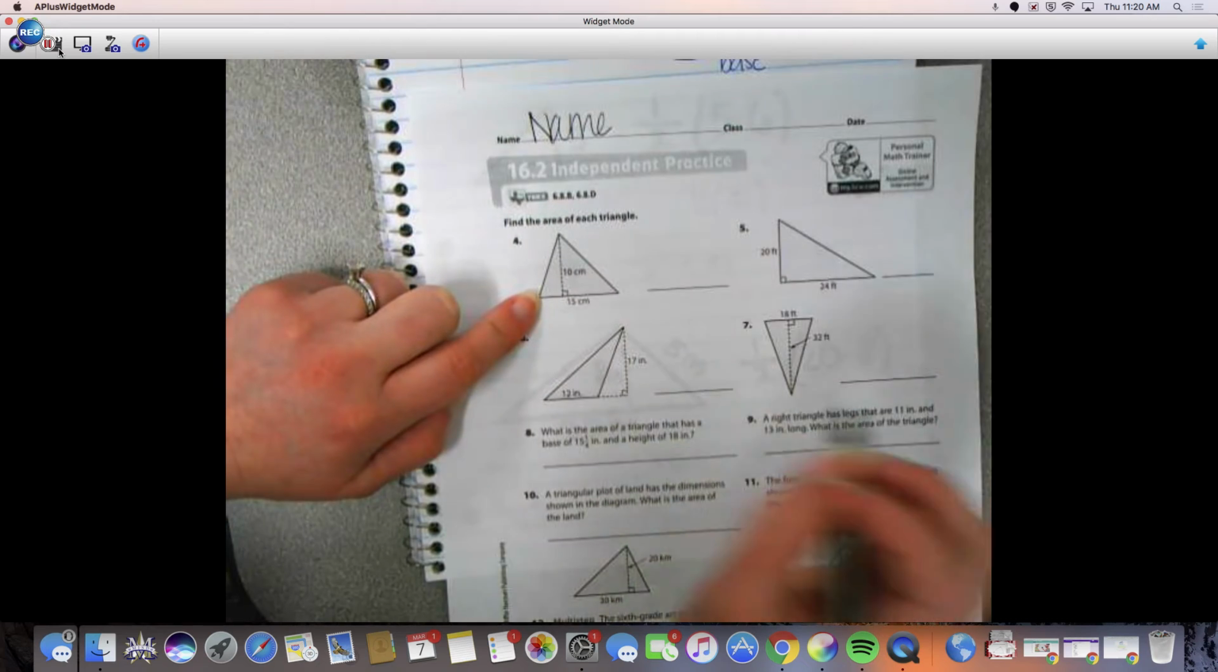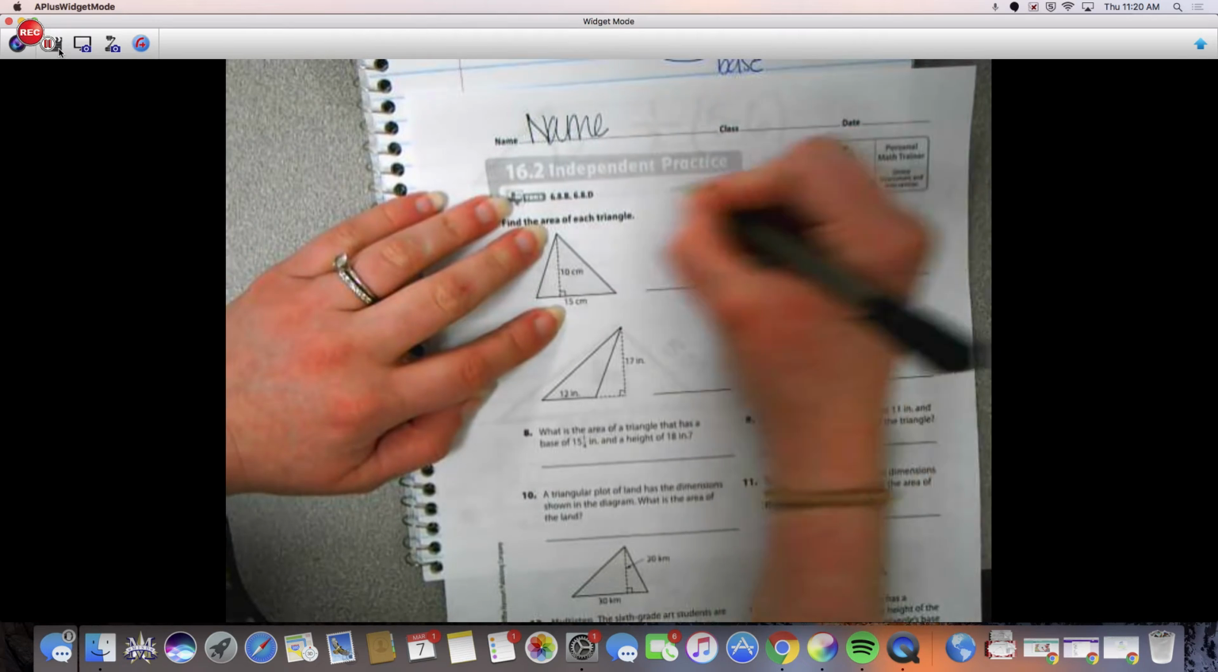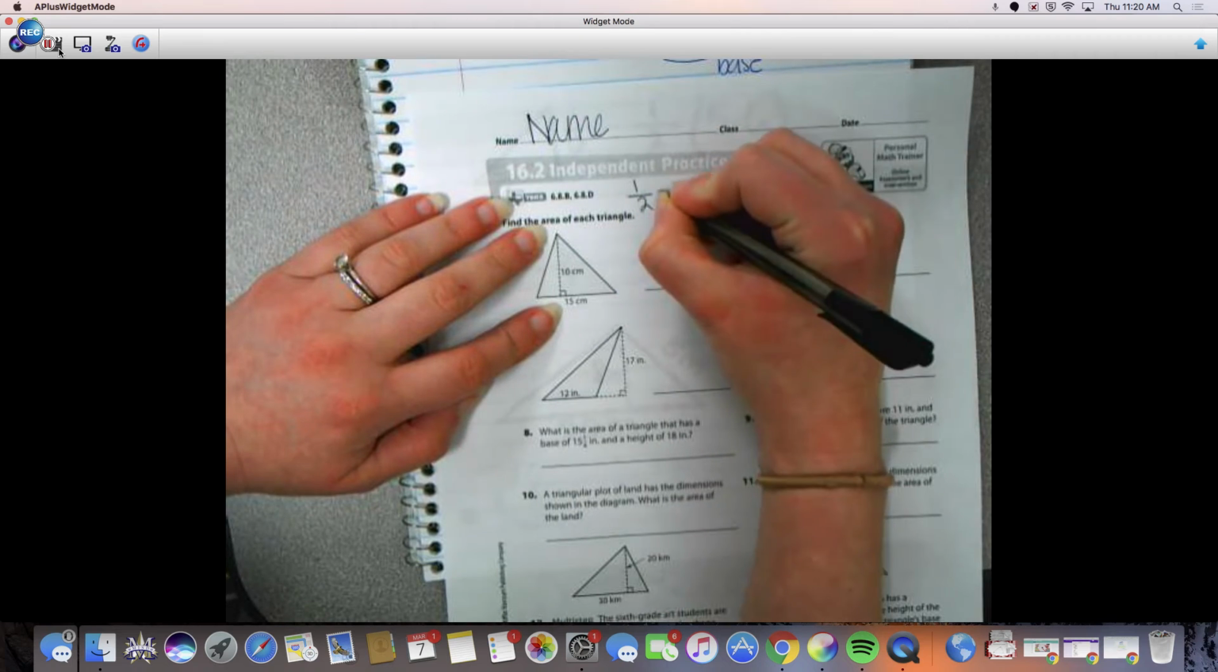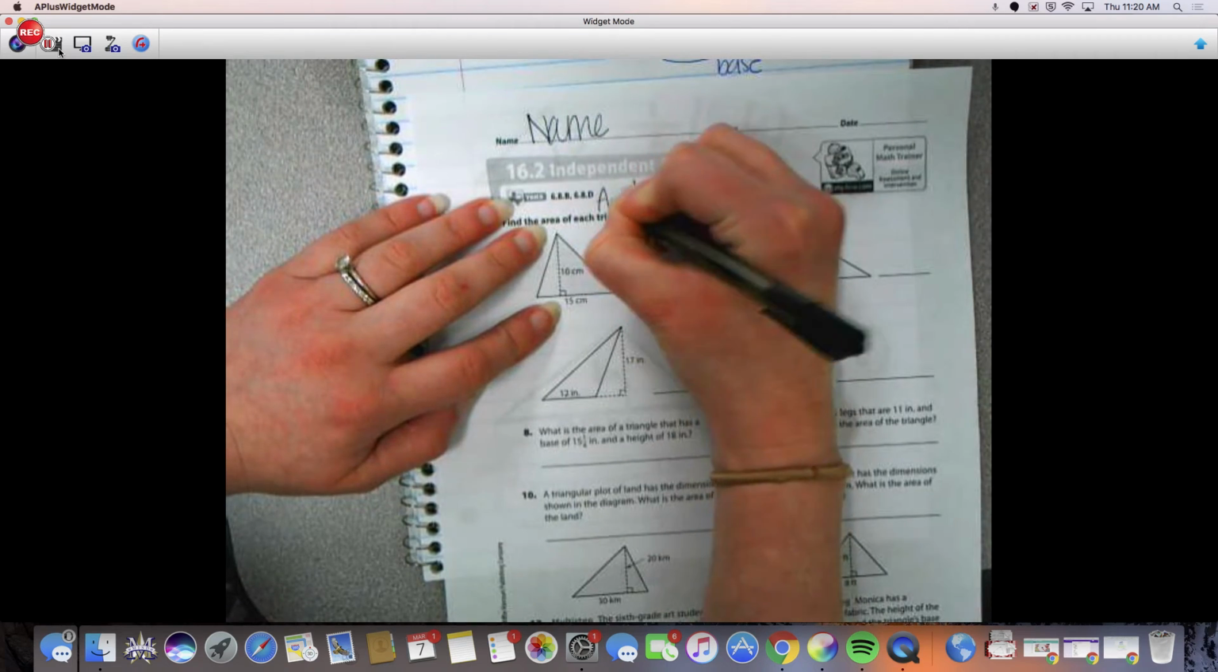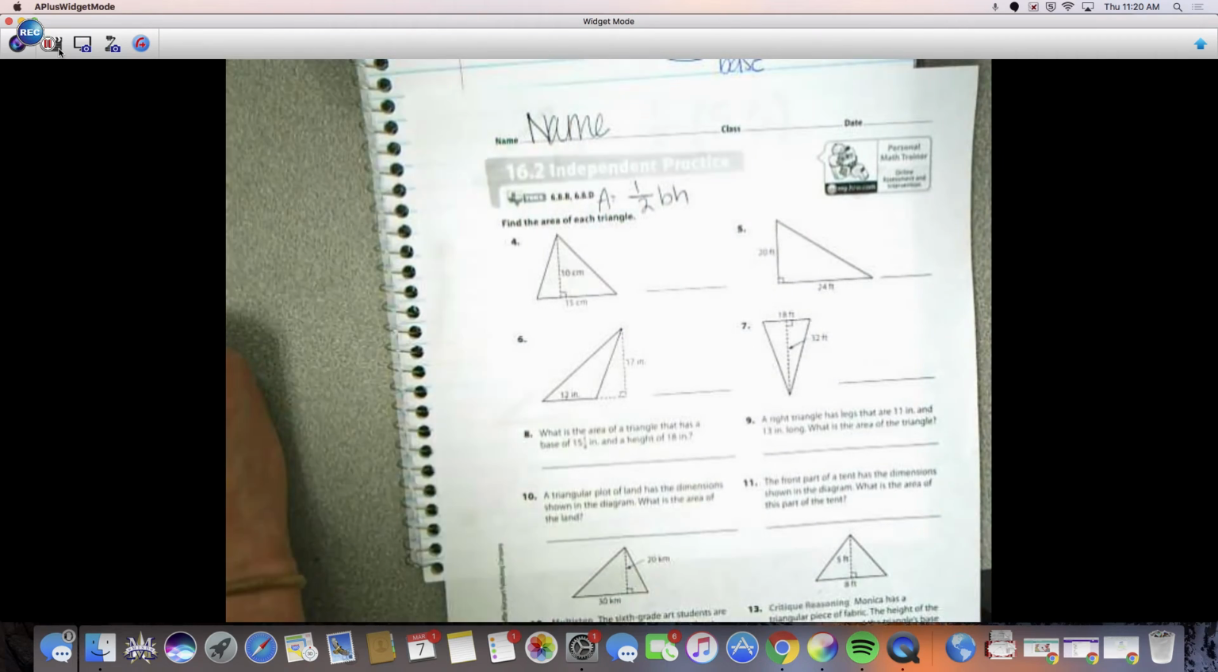So, write your formula at the top of your paper so you don't forget it. A equals 1/2 base times height.